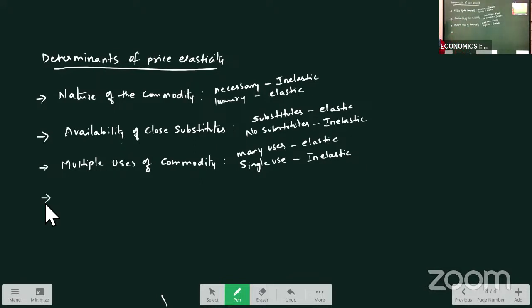Then another determinant of price elasticity, proportion of income spent.